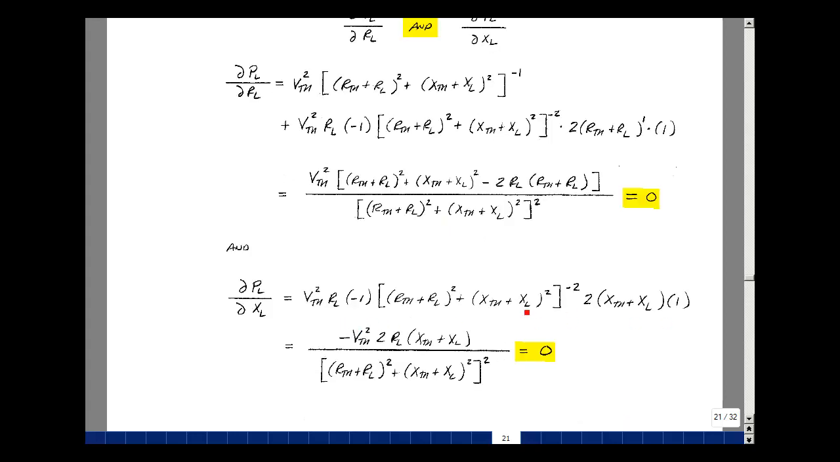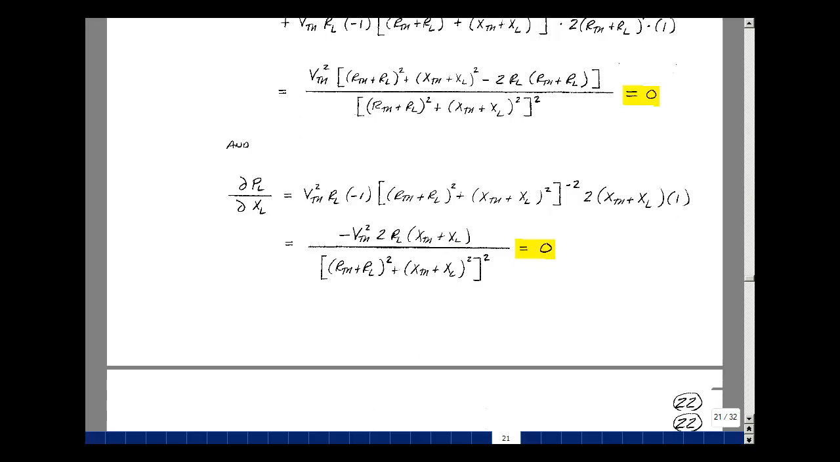And this is shown here. So here's my quantity raised to the minus 2 power. I brought that minus 1 in front, and then I took the derivative of what was inside here. So I've got this term with a 2 in front, and reducing it by 1, and then the derivative inside was just equal to 1. So I got this as our denominator, and then our numerator is a minus V Thevenin squared 2 R sub L. Here's a 2 here, and here's R sub L, and then the quantity X Thevenin plus X sub L. Also set that equal to 0.